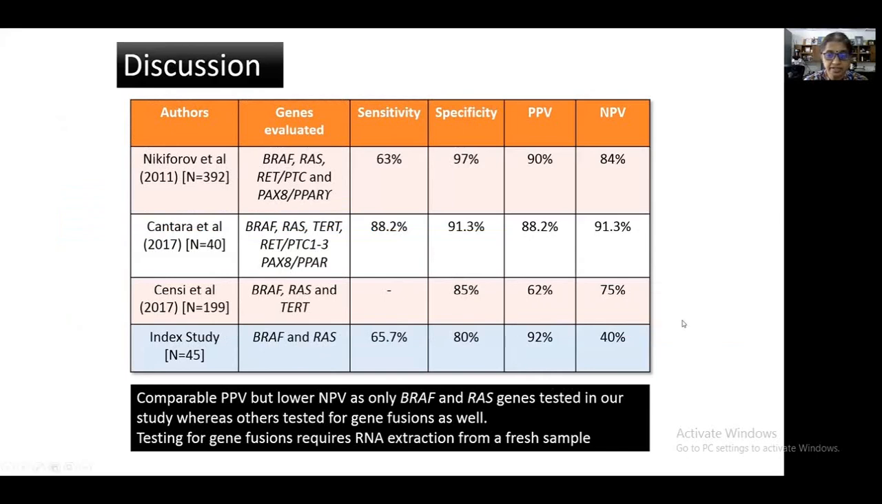Our study had a low NPV simply because we were testing only the 5 genes, I believe. But Nikiforov et al., nearly a decade ago, showed that when they looked for BRAF, RAS along with RET/PTC and PAX8/PPAR gamma, they had a sensitivity of 63% and an NPV of 84%, but the specificity and PPV were quite high. So ours had a much lower NPV, but our specificity is somewhat comparable.